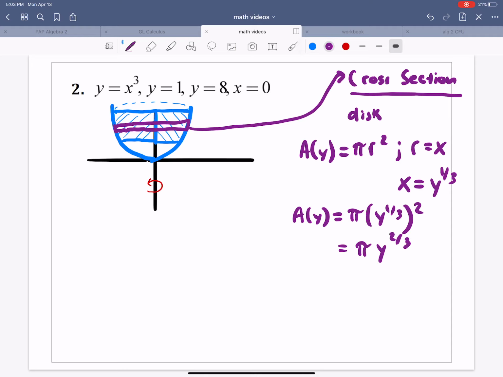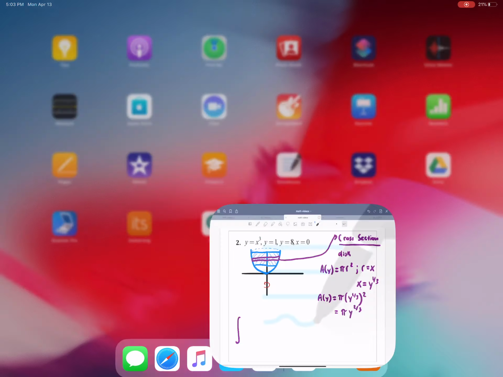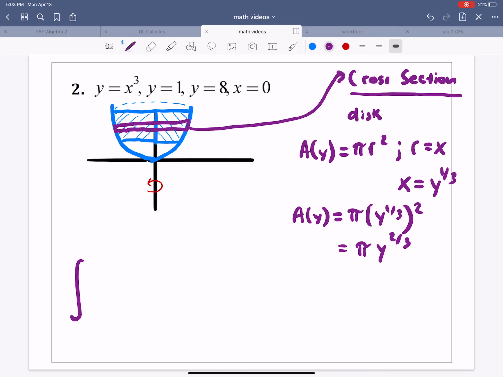So then what I'm going to do is I'm going to evaluate that integral. And remember, we're going to use the y values. So I need to find this y value and this y value. Oh, sorry about that. Hold on. There we go. So y values, my lower bound is 1. And my upper bound is 8. So we're going to integrate this from 1 to 8.